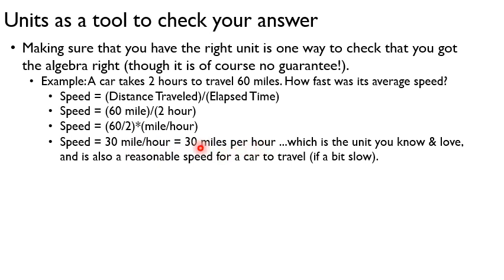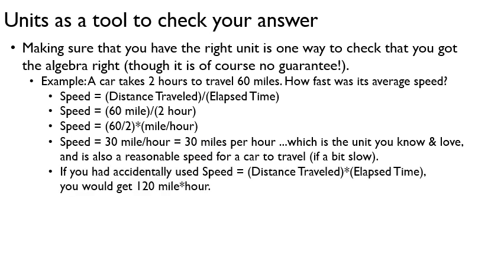And that's a unit that you know, right? 30 miles per hour, that's something that you're familiar with. And it's also a pretty reasonable speed for a car to travel. It's a bit slow to go for a 2-hour trip, but it's at least reasonable. So this makes sense then, right? It doesn't guarantee you got it right, but at least you got a reasonable answer.